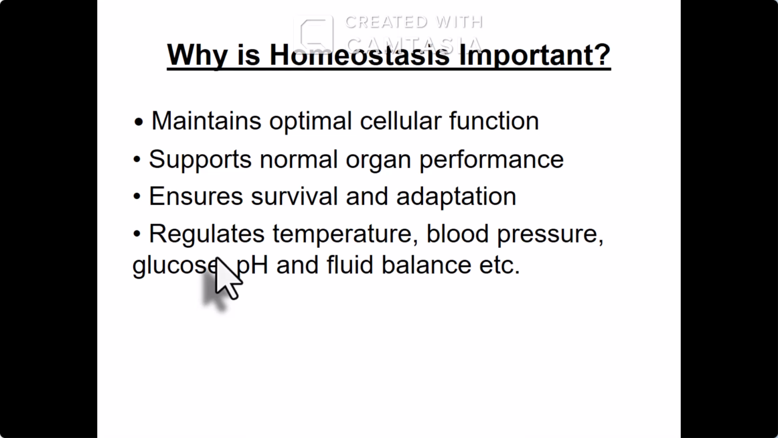Why is homeostasis important? Homeostasis is essential for life. Every cell in our body functions best under specific conditions. If these conditions change too much, cells may not work properly. So, that is why homeostasis helps maintain optimal cellular function in the body. It supports normal organ performance. It ensures survival and adaptation. It regulates body temperature, maintains blood pressure, controls blood glucose levels, regulates pH balance, maintains fluid and electrolyte balance, etc. Without homeostasis, normal body functions would fail.